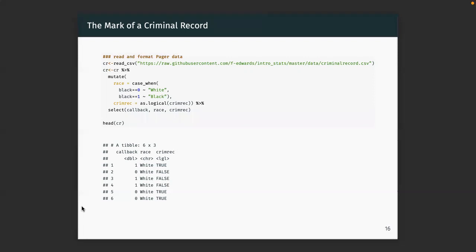So this is what that data is going to look like after I clean it and make it look the way I want it to look. I'll have callback equals 1 or 0, race equals white or black, crim-rec equals true or false. No reason I couldn't make callback true or false as well. I just didn't do it here.